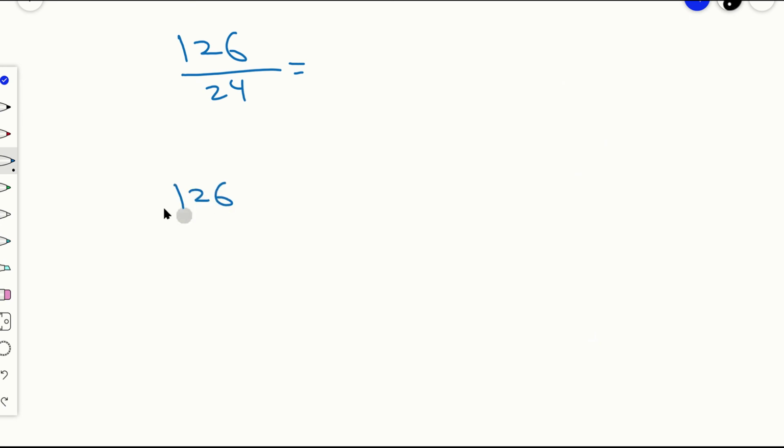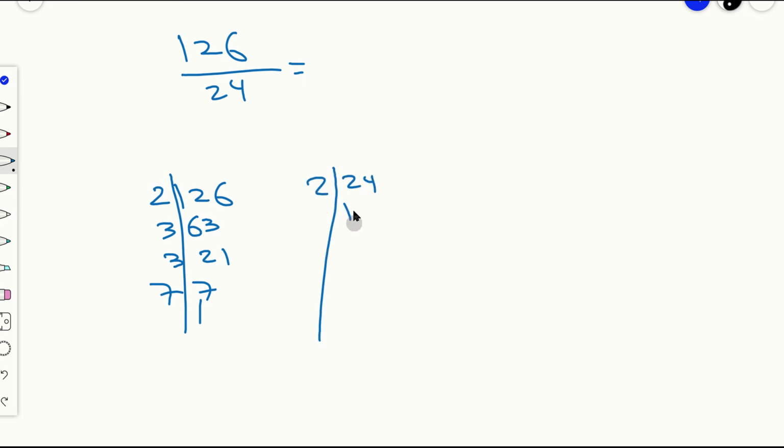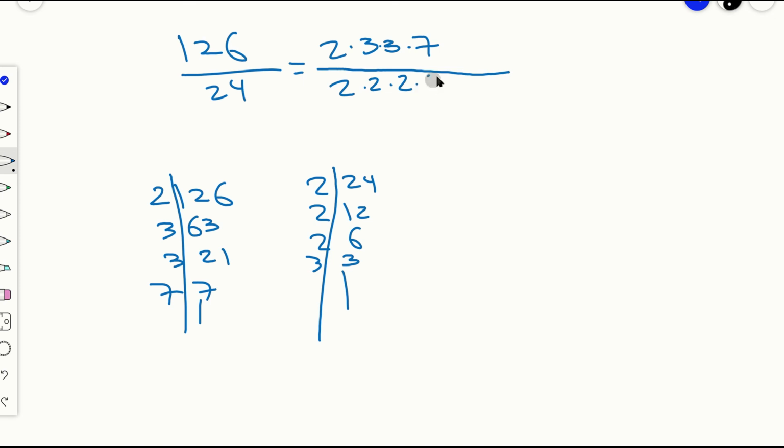Notice our good old technique can help us here. We're going to find the prime factorization. 2, 63, 3, 21, 3, 7, and 7, 1. 24, of course, gives us 2, 12, 2, 6, 2, 3, and then 3, 1. So now we can go ahead and replace 126 with 2 times 3 times 3 times 7, and the 24 with 2 times 2 times 2 times 3.